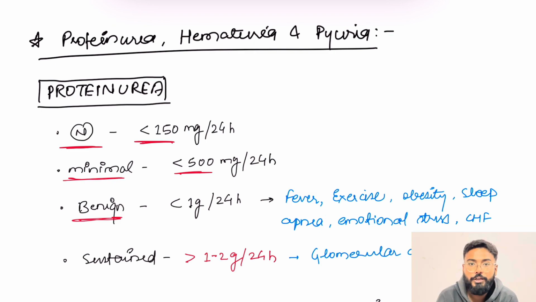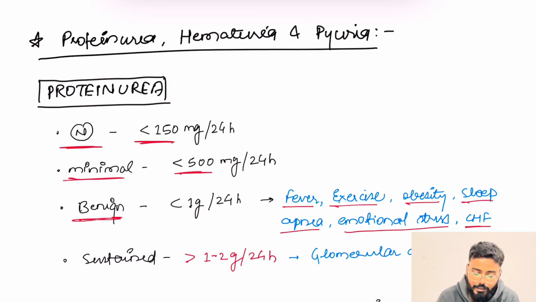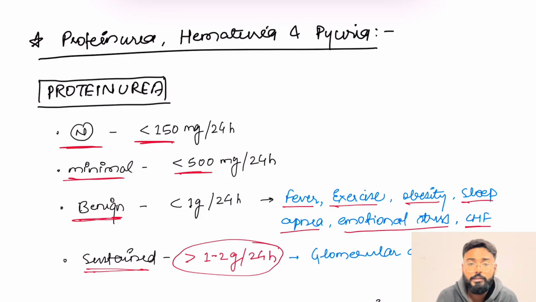And benign proteinuria is what you are going to see in case of fever, exercise, obesity, sleep apnea, emotional stress, and congestive heart failure. And sustained proteinuria is when there is more than 1 to 2 grams of protein in 24 hours. This you are going to see in case of glomerular diseases.